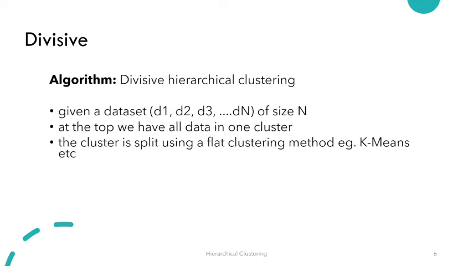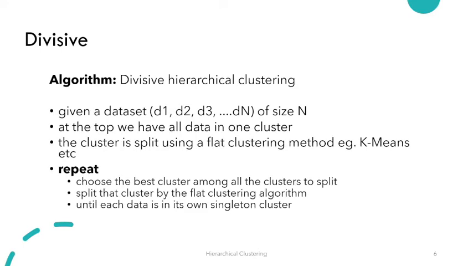Now this is the algorithm for the divisive approach for hierarchical clustering. Here we take the entire data and then we split that into different clusters using another clustering method such as k-means. Now we need to select one best cluster among these clusters to repeat the process. So we split that selected cluster again using a flat clustering algorithm such as k-means, and we repeat this process until the clusters remaining have only one data point in each of them.